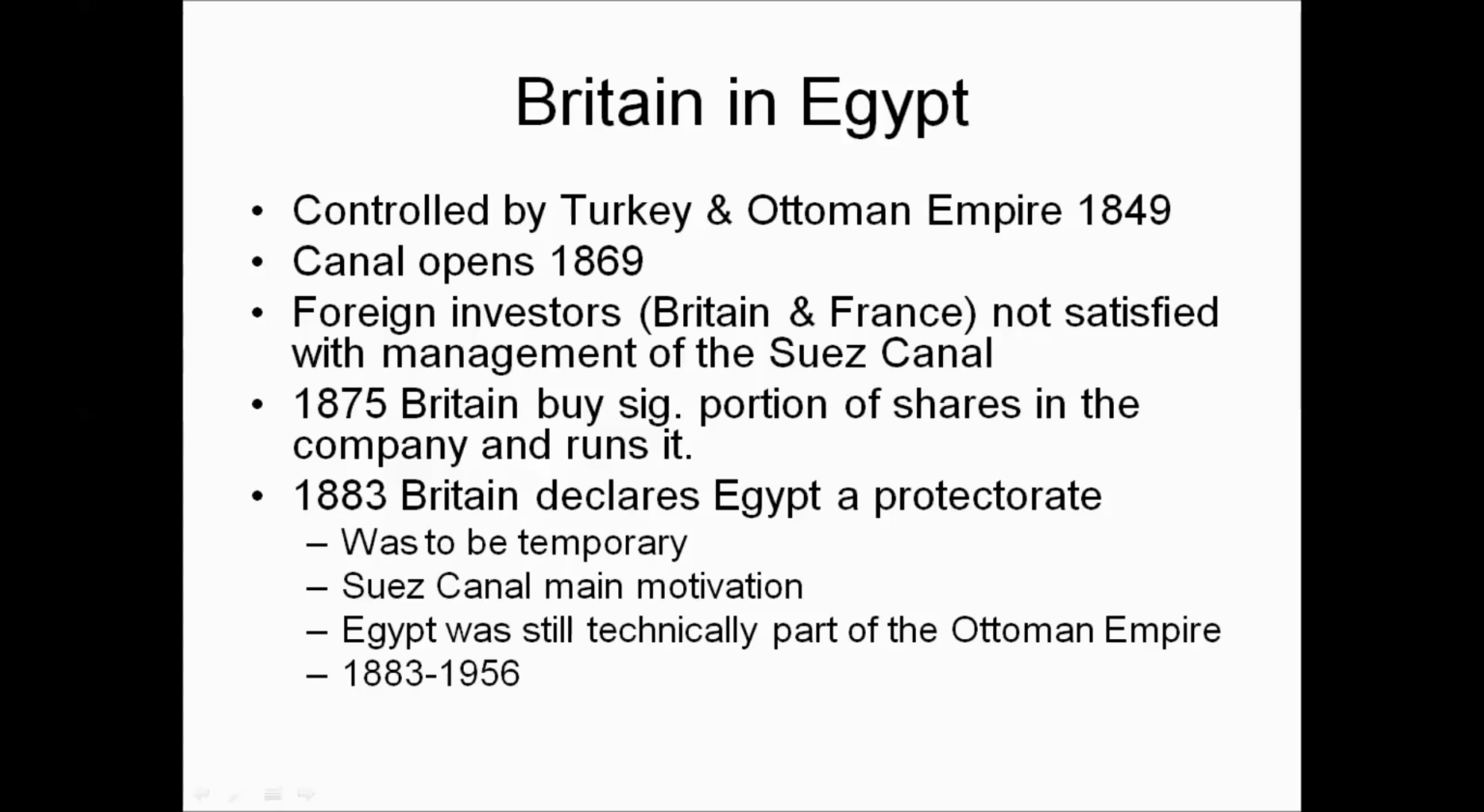The Suez Canal and its ability to allow trade to move much faster is the main motivation. But Egypt during this time period is still technically part of the Ottoman Empire, but Britain somehow just swept in and took it over. So Britain will control this area from 1883 all the way until 1956, after World War II. So what are the motives for new imperialism versus old imperialism?